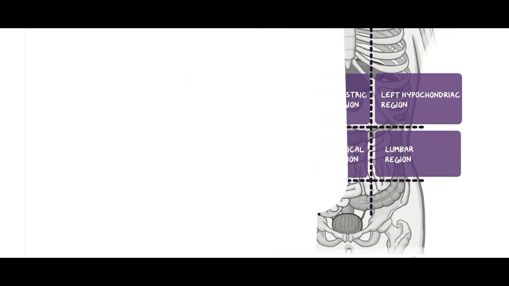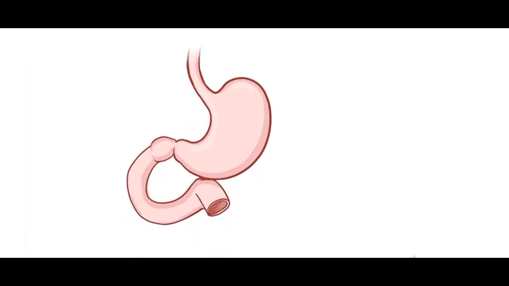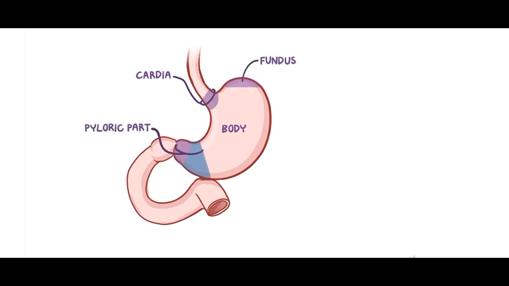Now that we understand what the stomach does and its position within the body, let's dig into the external anatomical features of the stomach. The stomach has 4 parts: the cardia, the fundus, the body, and the pyloric part, along with 2 curvatures, the lesser curvature and the greater curvature.